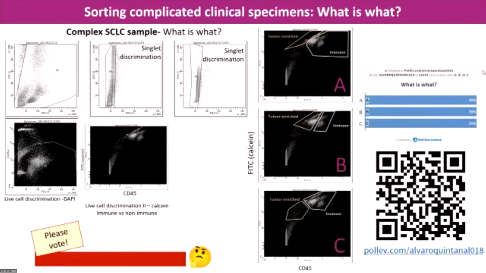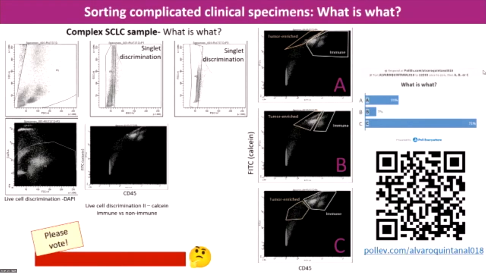Okay, so people have different opinions here. This one is not as easy, right? This is what we had to face every single time we would sort a clinical sample, because all of them look different. It was very challenging, and without the help of the MSK flow cytometry core, this wouldn't have been possible at all, because I had no clue about what would be immune cells or whatnot.